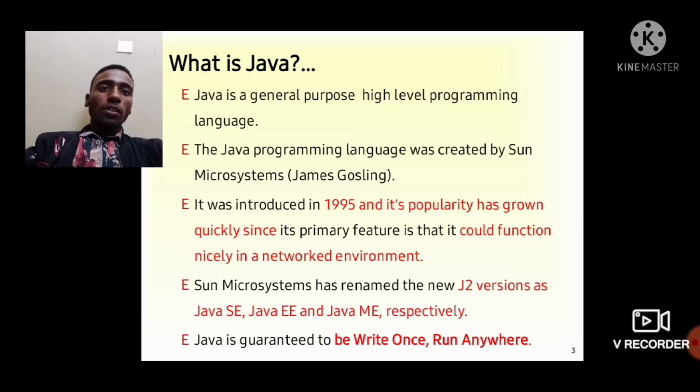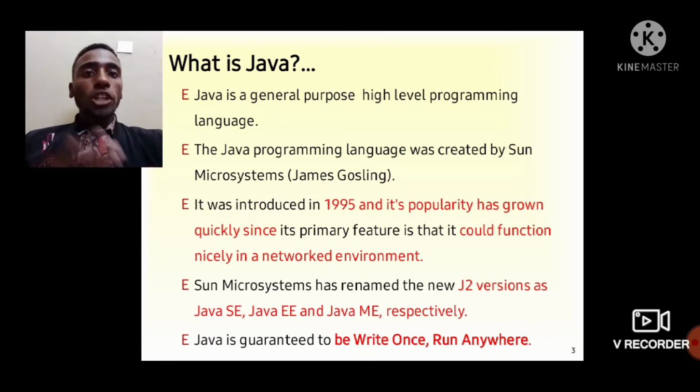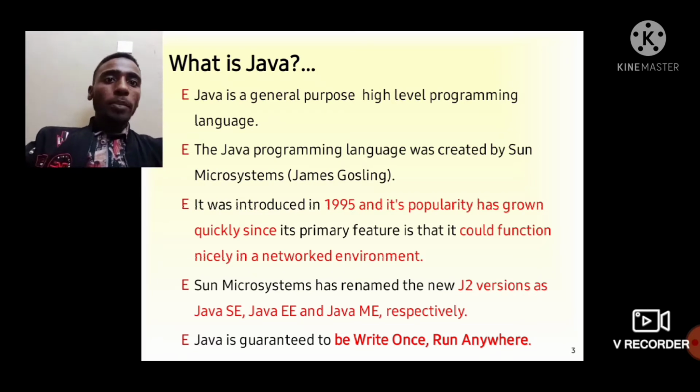Let's see Java. What is Java? Java is a general purpose high-level programming language. It is one of the programming languages. We know different programming languages like C++, C Sharp, Bootstrap, HTML. From the types of different programming languages, Java is one type of high-level programming language.